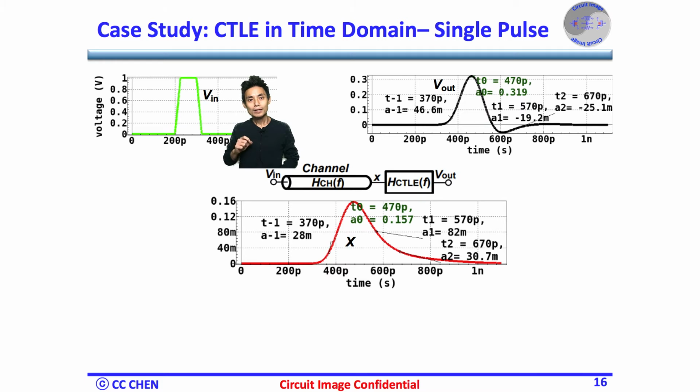In the time domain, we can look at the single pulse response and get some images related to CTLE. In this example, a single pulse Vin is applied at the lossy channel's input, and the single pulse after the channel has a long tail postcursor and one bit precursor.